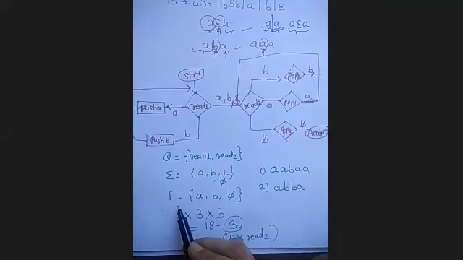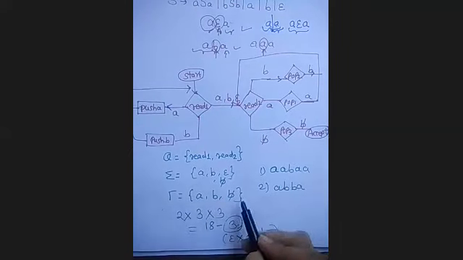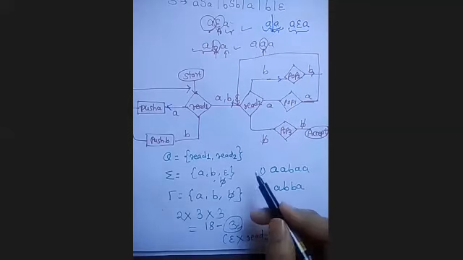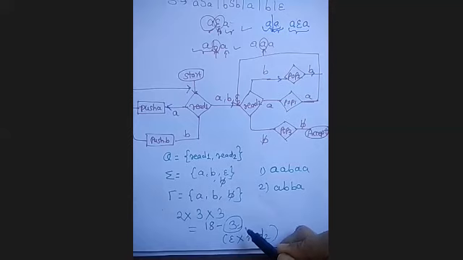And here the stack alphabet is what? A, B, and the blank. So stack symbols can be A, B, or the blank. Now, as I told you, you have to write the equations for this.